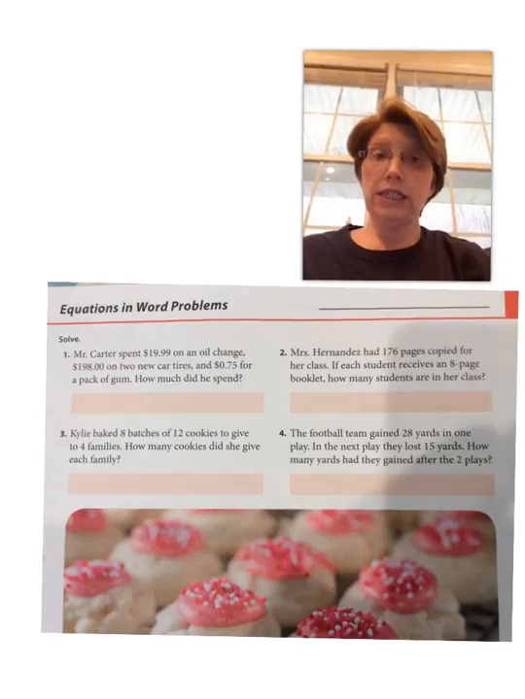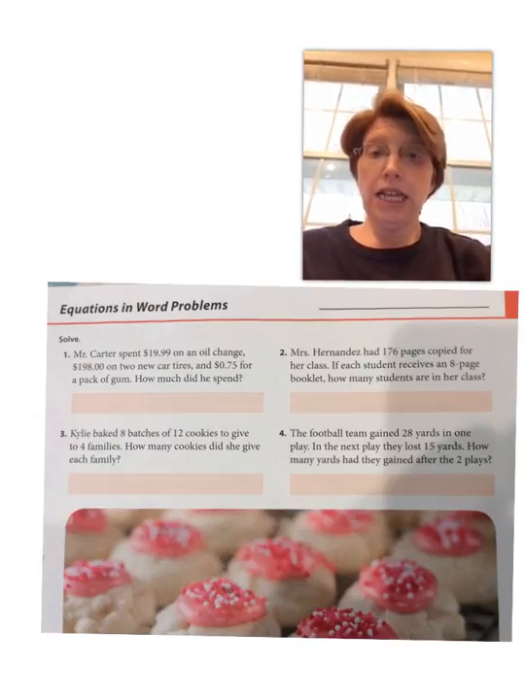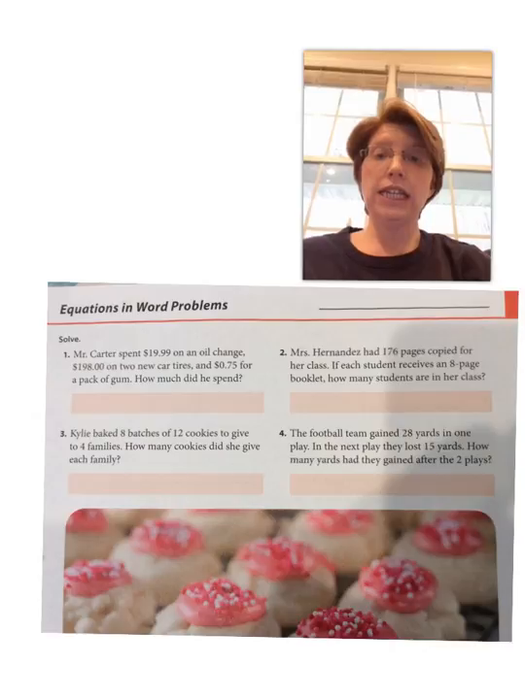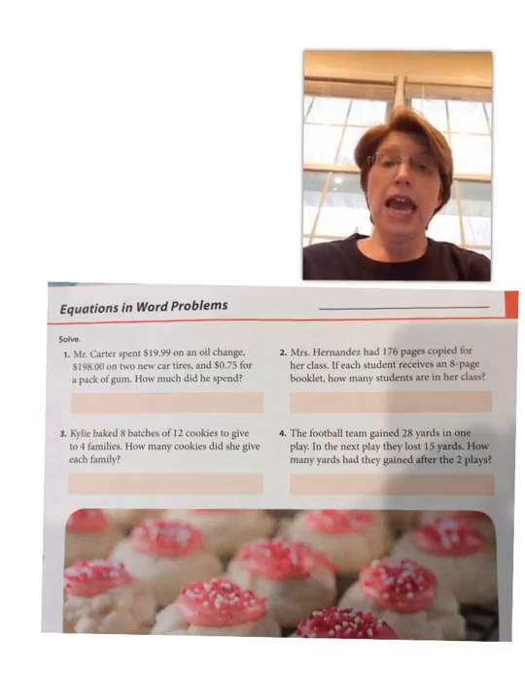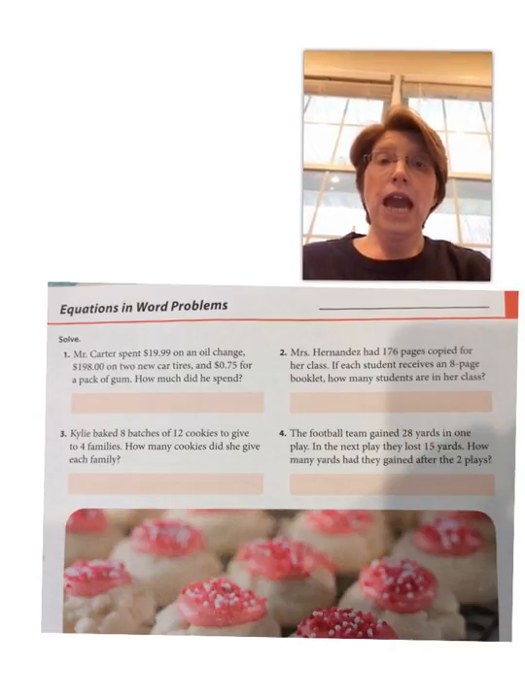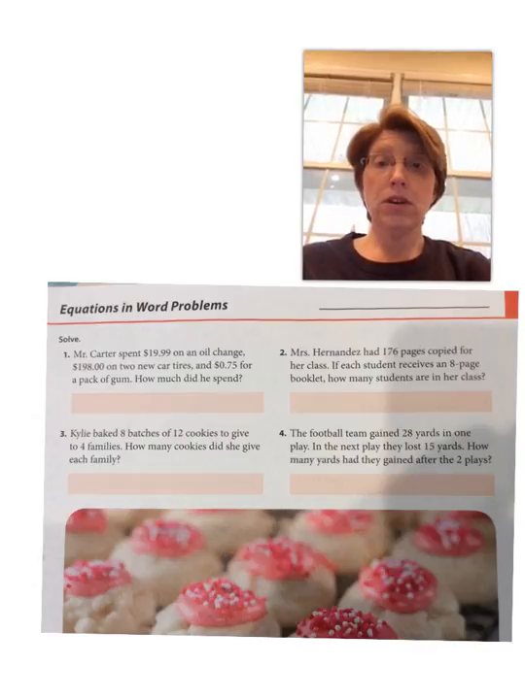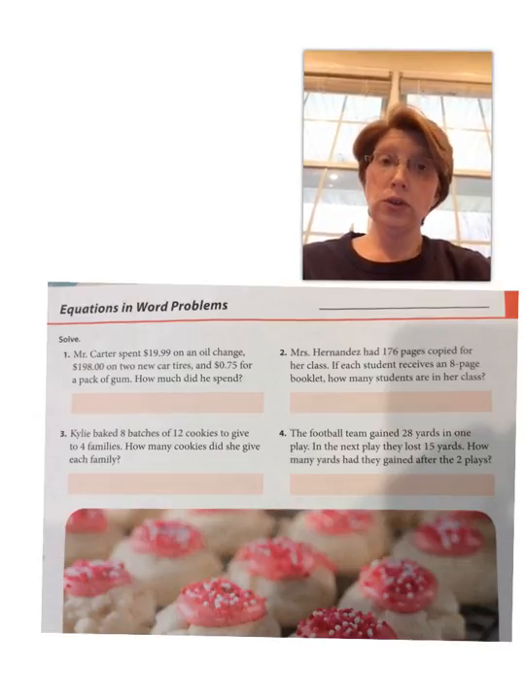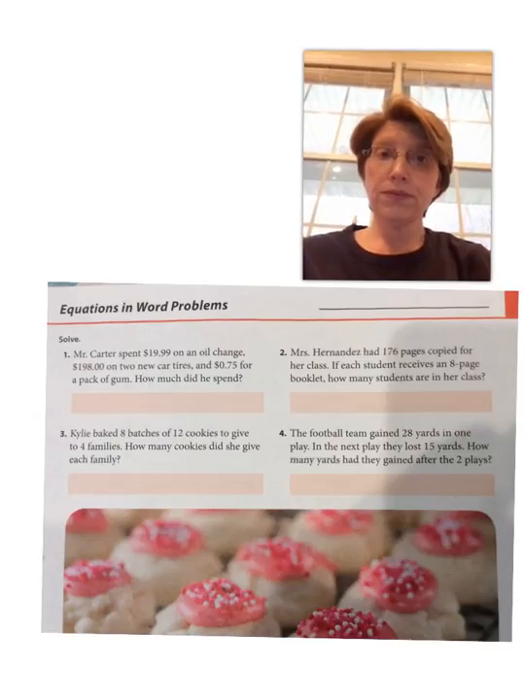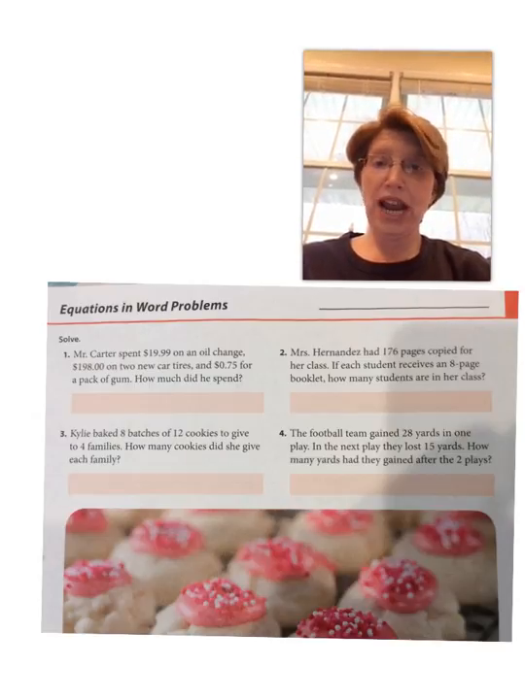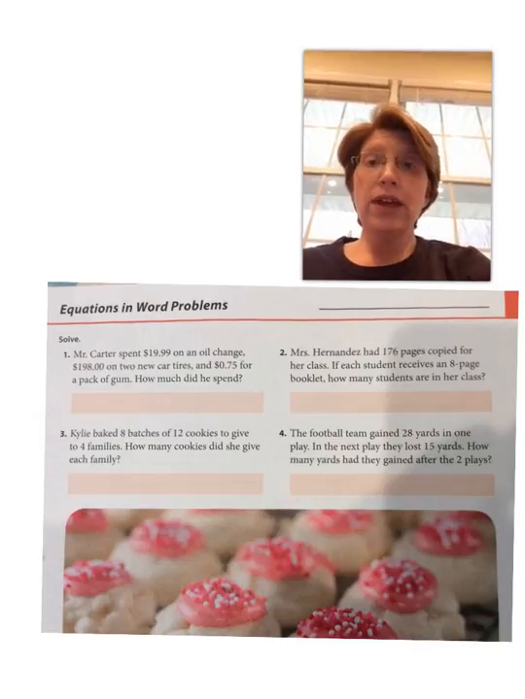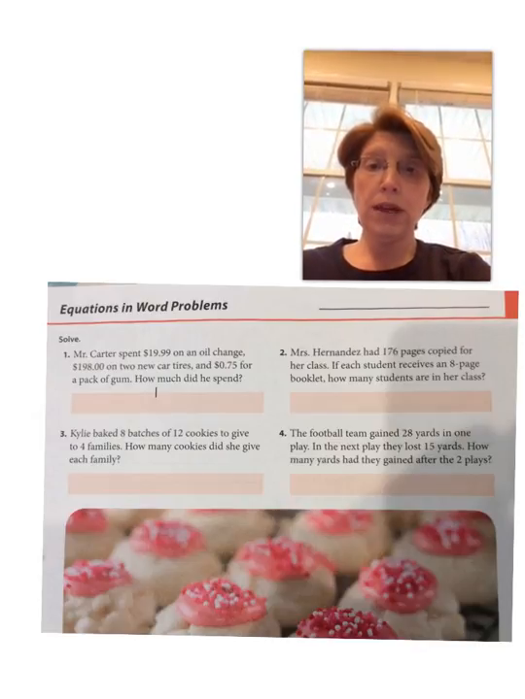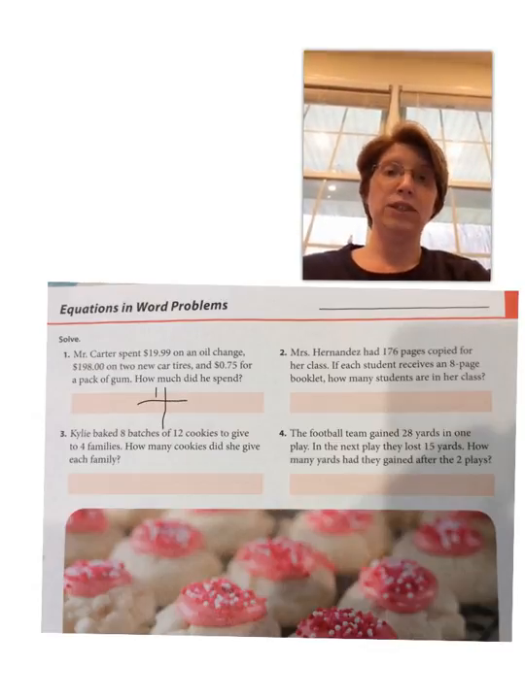So number 1 says Mr. Carter spent $19.99 on an oil change, $198 on 2 new car tires, and 75 cents for a pack of gum. How much did he spend? So we have 3 different things that he bought, and we want to know how much he spent. So we are going to add, right? We're going to add them all together. Now, the one thing you need to be careful about in this problem is that you line up your decimals. So we're going to add in this problem.